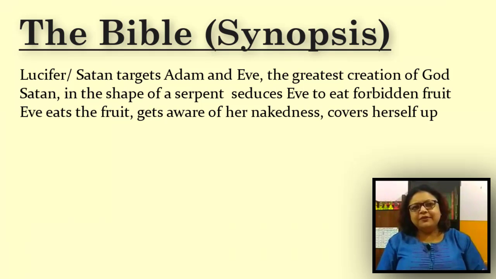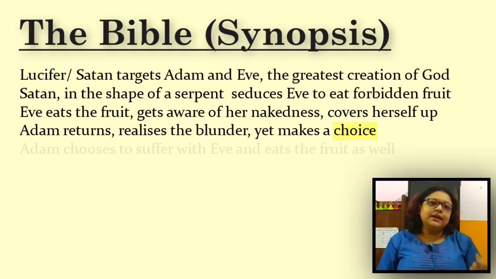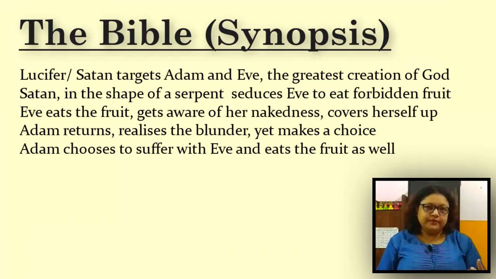Seeing her, Adam was a bit surprised: why have you put all those leaves about you? And Eve offers the fruit to Adam. Adam knew what he was going into. But that was a moment of choice for him, where he chose suffering because he chose Eve. I'd rather be with her than be alone in this paradise, kind of a thing. And he also consumed the fruit. He also got conscious of his nakedness. Both of them got covered.